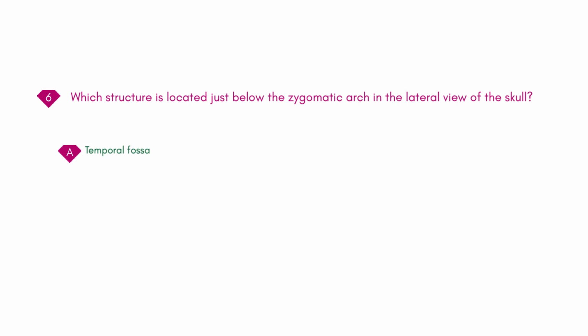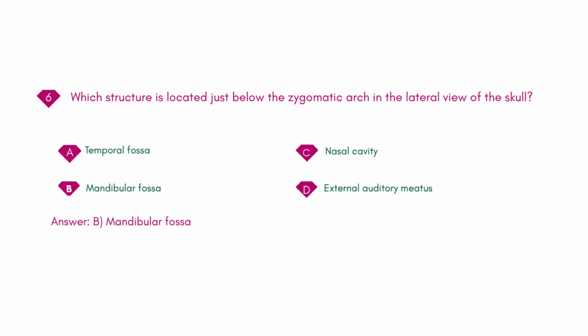Which structure is located just below the zygomatic arch in the lateral view of the skull? A. Temporal fossa. B. Mandibular fossa. C. Nasal cavity. D. External auditory meatus. Answer: B. Mandibular fossa.